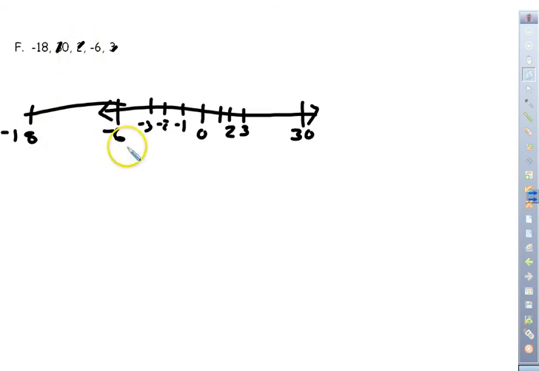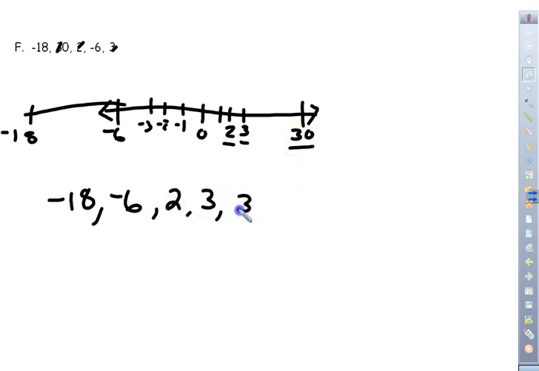So my numbers then will be negative 18, negative 6, and then 2, and then a positive 3, and then my positive 30. That is putting them in order from least to greatest and so forth.